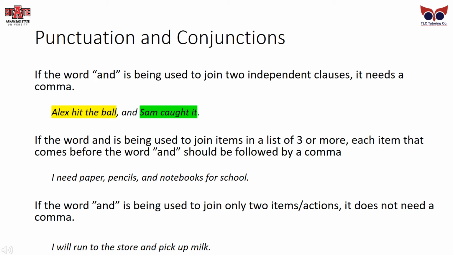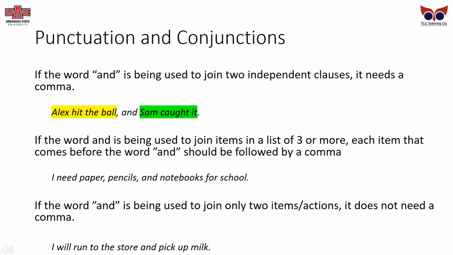Punctuation and conjunctions. If the word "and" is being used to join two independent clauses, it needs a comma. Alex hit the ball, comma, and Sam caught it. If the word "and" is being used to join items in a list of 3 or more, each item that comes before the word "and" should be followed by a comma. I need paper, comma, pencils, comma, and notebooks for school.